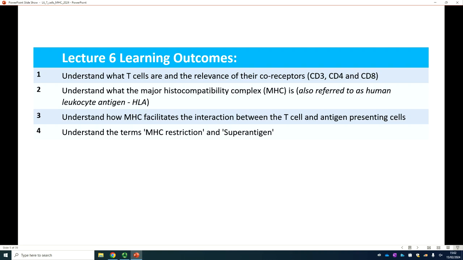In terms of learning outcomes, today we'll look at T cells, and we'll also have a quick look at their co-receptors, CD3, CD4, and CD8. You'll also be able to understand the major histocompatibility complex. This is also known as the human leukocyte antigen, or HLA, so you can often hear it referred to as both. You'll also gain an understanding of how MHC facilitates the interaction between the T cell and antigen-presenting cells. Then we'll look at the terms MHC restriction as well as superantigen, and give some examples of that.